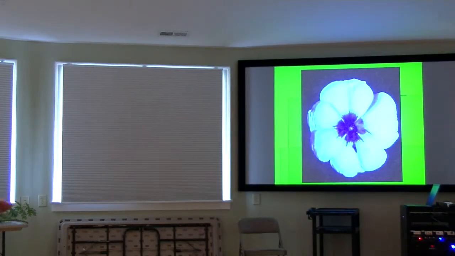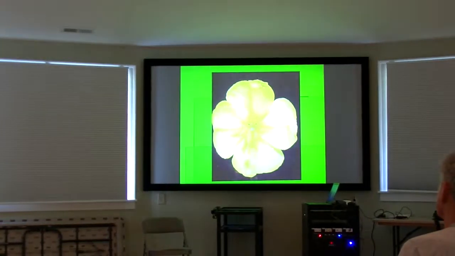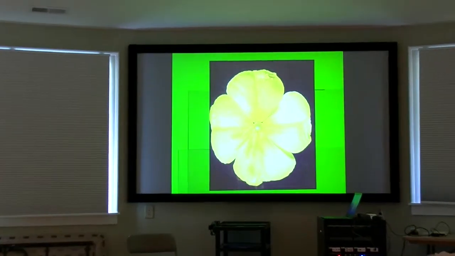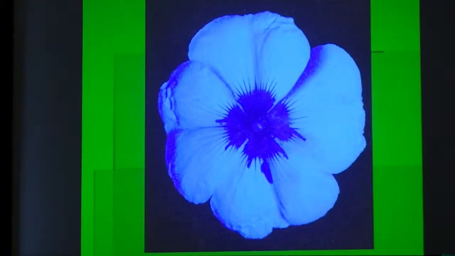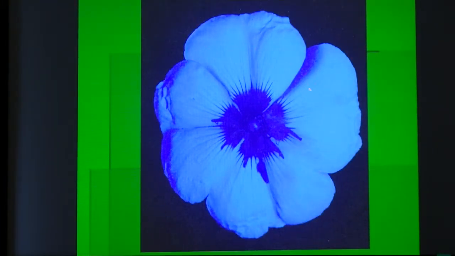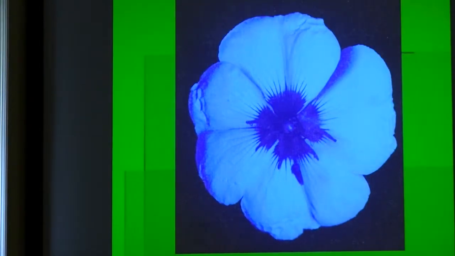Now wait a minute, let's look at this again. Bright yellow. It's all yellow. There's no other colors there, right? Now wait a minute, it's not yellow anymore. And not only is it no longer yellow, it now has these other dark colors in the center. If you were an insect, that is what you would see.